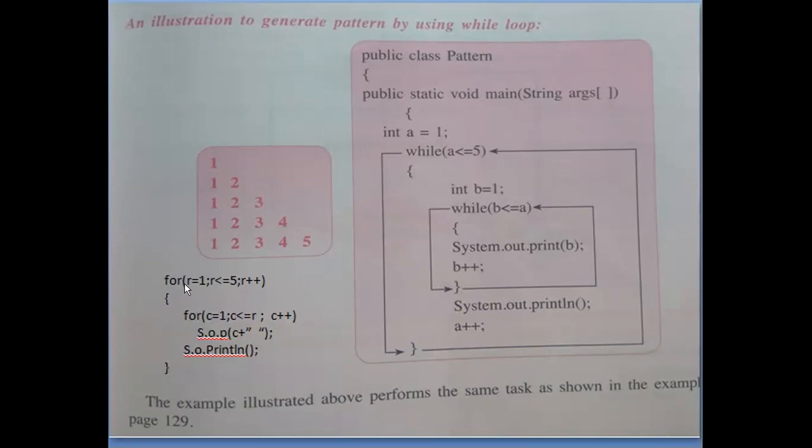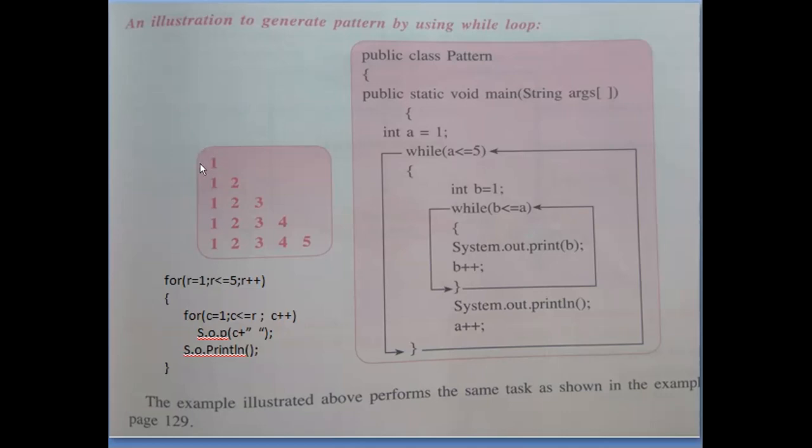So what I do, I start R from 1, R is less than or equal to 5, means 1 to 5. So first time R is 1, yes, 1 is less than 5, condition is satisfied. When the condition is satisfied, we know it comes down. Here, one more loop is there.